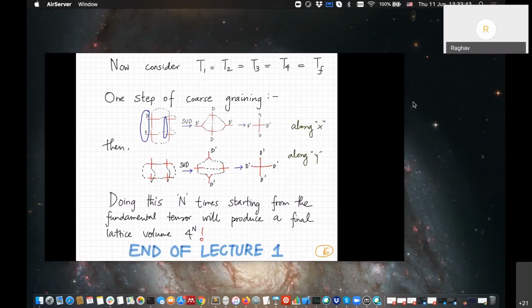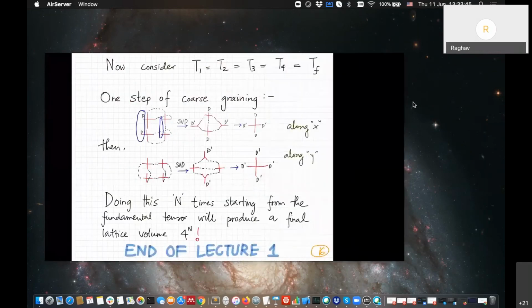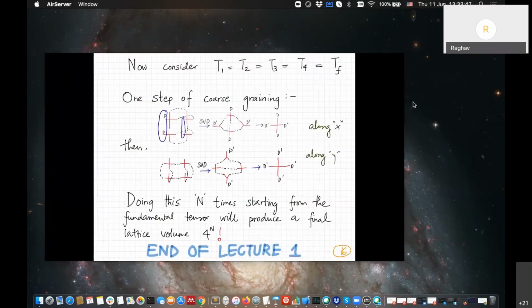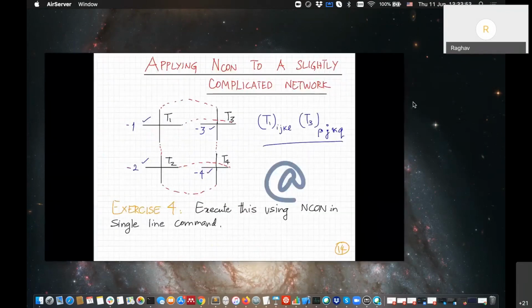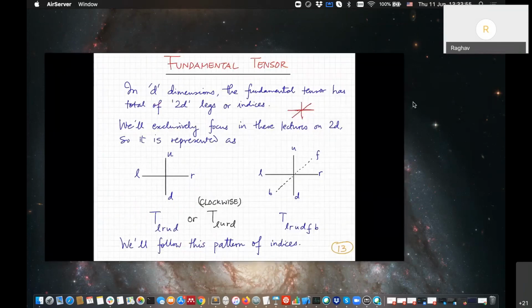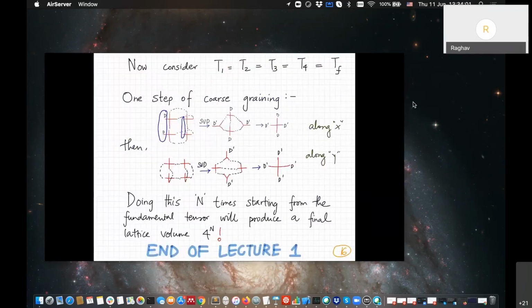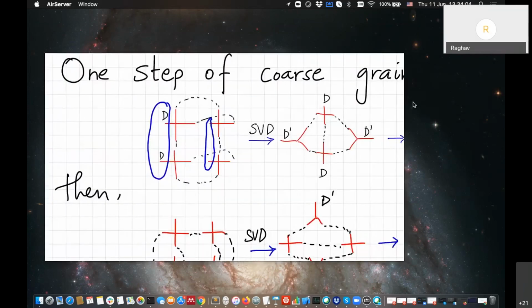Let me start by saying that yesterday I mentioned that when you have this initial tensor, which we have already set up, something like this, which has four indices in 2 dimensions, then we take four of them together in this pattern. All the dotted lines are the indices which are going to be contracted. Once we do that, we have four remaining indices, right? 1, 2, 3, and 4.